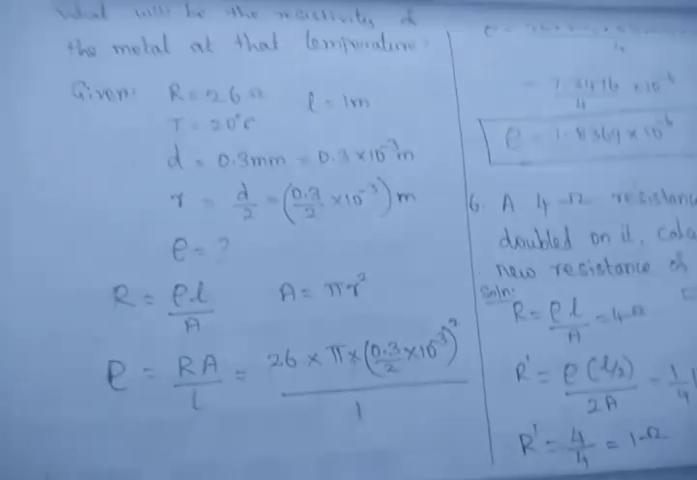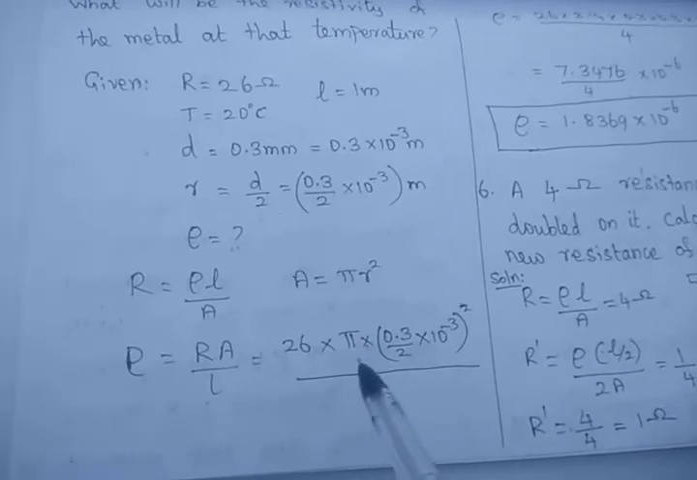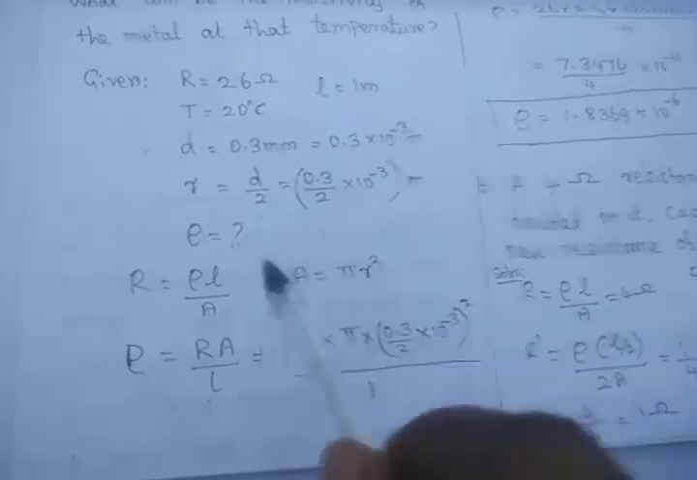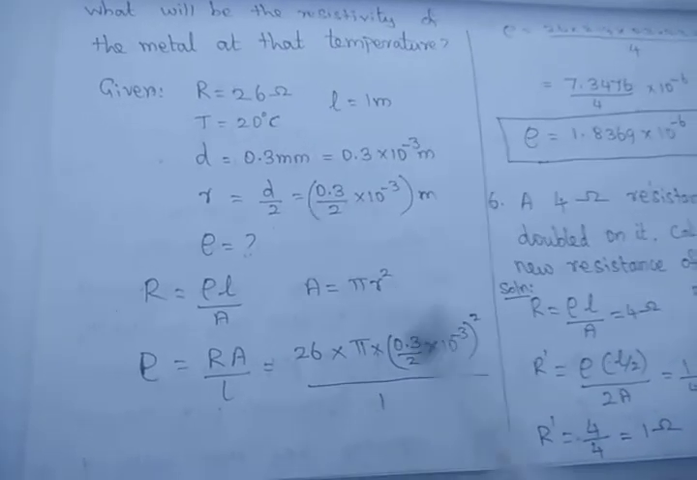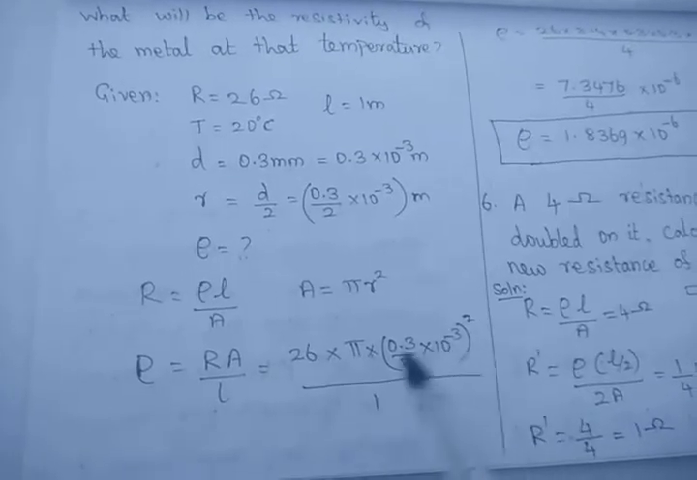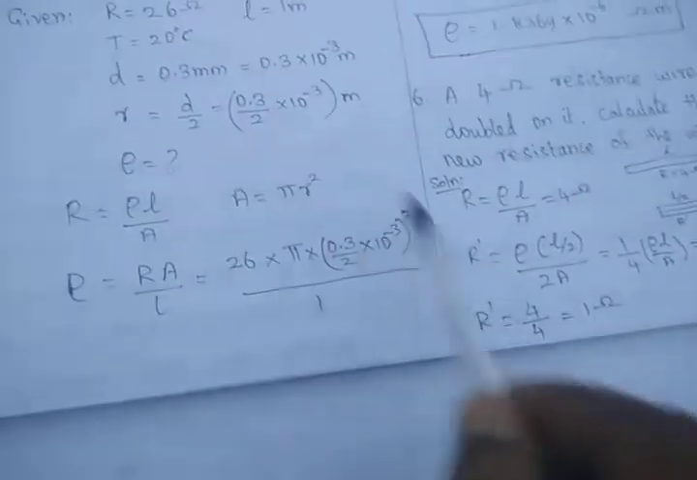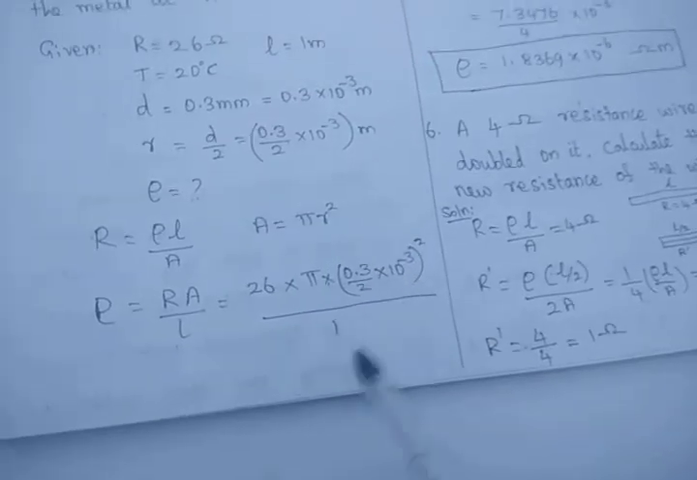By substituting all the values, resistance is equal to 26 and pi, area is pi into R, the whole squared, divided by 1, because 1 meter is the length of the wire. By multiplying all these things, we get 26. So this simplification is very easy. Students are doing the wrong calculations very often.